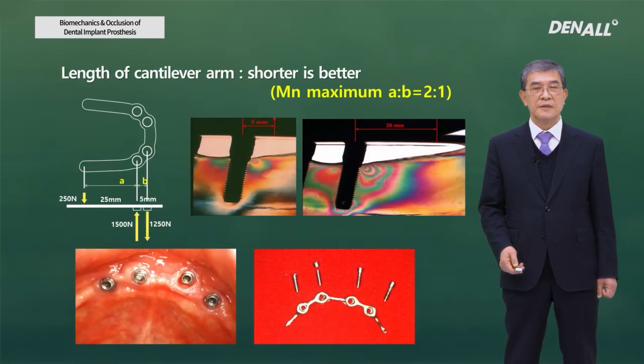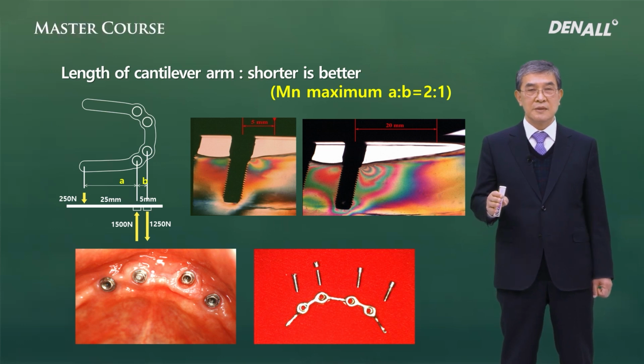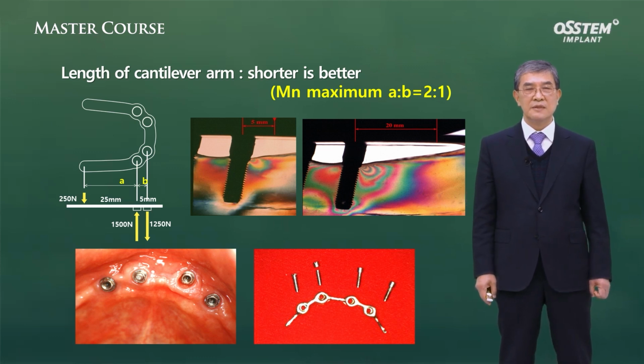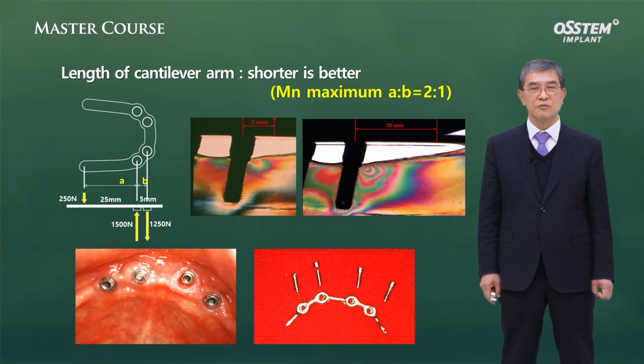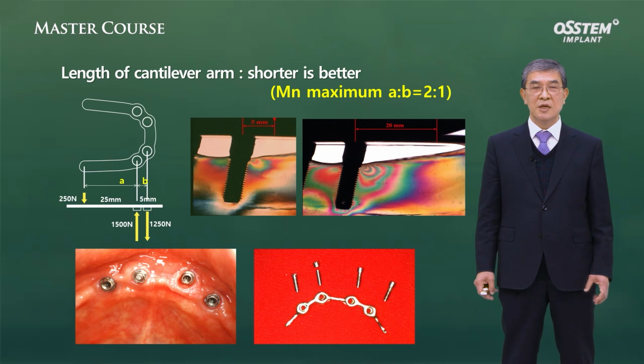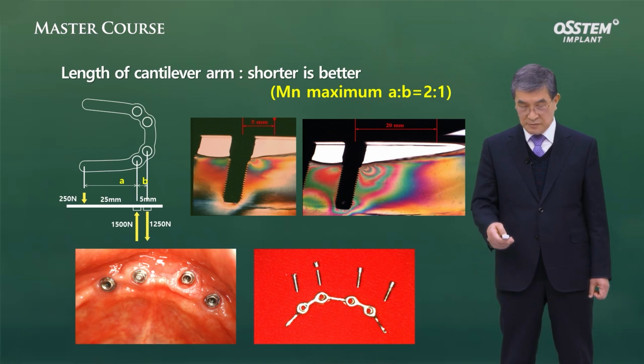As shown here in this image, the distal length of cantilever design is 5 millimeter and 20 millimeter. This is a photoelastic analysis. If this was used to compare the 5 millimeter and 20 millimeter in the case of photoelastic analysis, if there's more stress, more patterns appear, as shown on the image on the right. This is 20 millimeter cantilever design. You see much more patterns here. Therefore, if possible, we need to avoid excessive cantilever design.